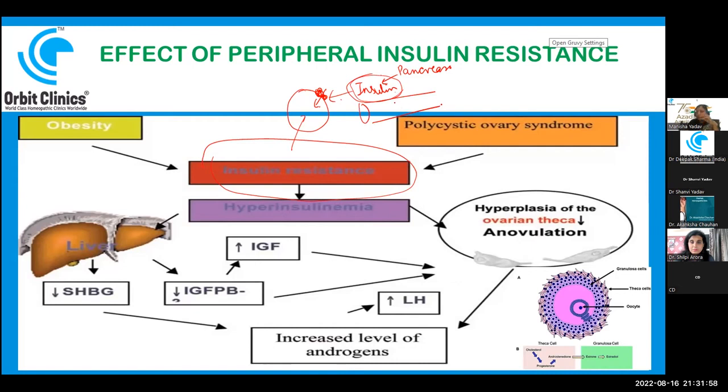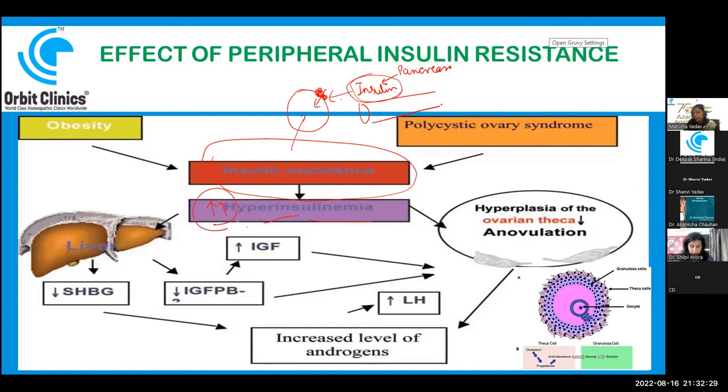Because insulin is continuously produced by the pancreas, there is no problem in the pancreas. The pancreas is perfectly fine and functioning normally. It's secreting the hormone insulin, but this insulin is not able to be taken up by the cell. The cell is not able to utilize this insulin, so its level inside the blood increases. And this leads to hyperinsulinemia, an excess of insulin in the blood.